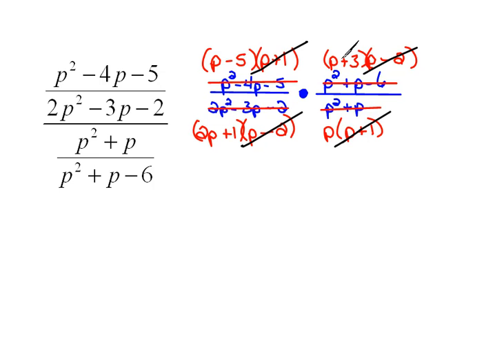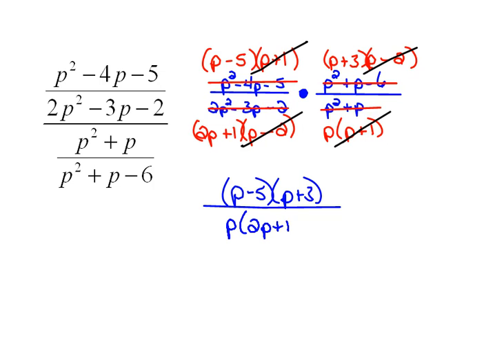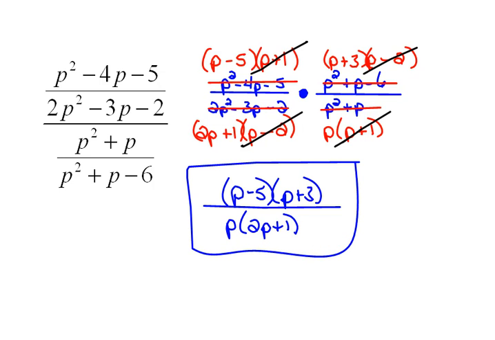So what we're left with is p minus 5 times p plus 3 on top, and on bottom we have 2p plus 1 and p. Remember, I'm going to write the monomial first, the binomial last. So our answer to that division problem is right there.